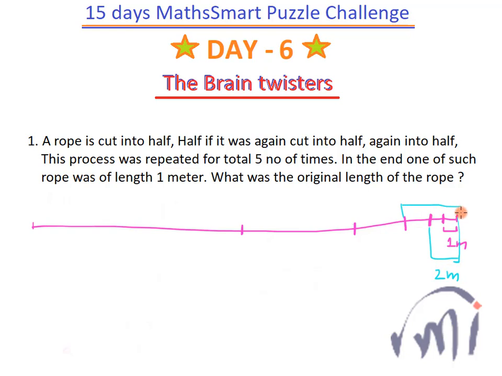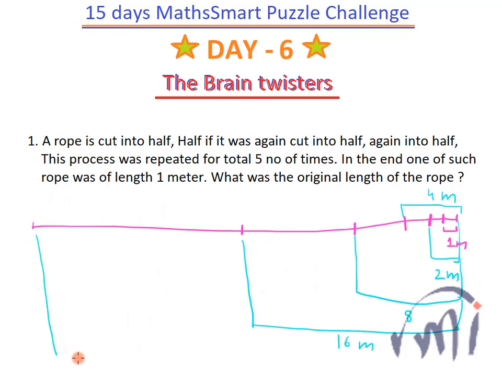This much was 4 meters. And when I talk about the length from here till the end, this much was double of 4, that is 8 meters. And this much would have been double of 8, that is 16 meters. And the total length would have been double of 16, that is 32 meters, right? So this is when we do drawing.